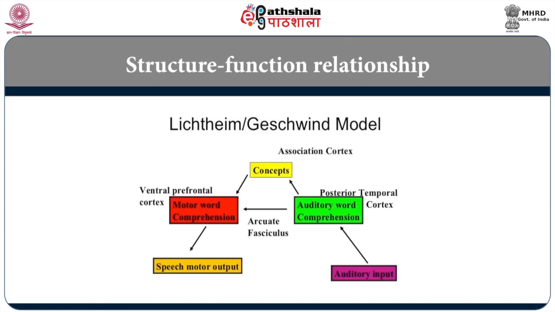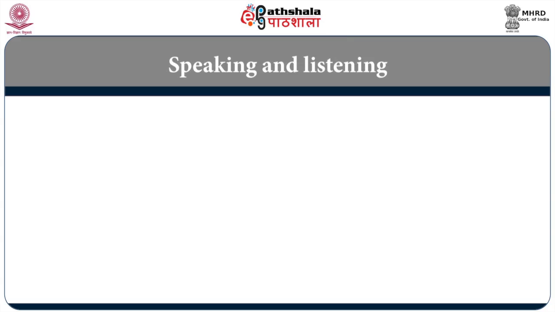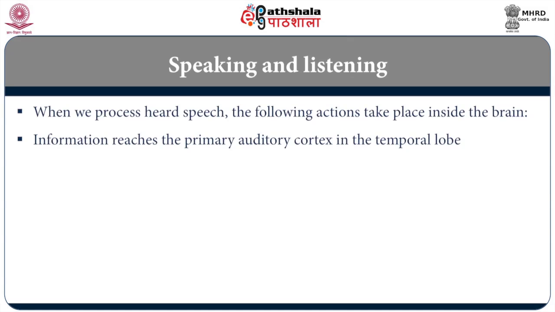So what exactly happens during speaking and listening? What happens in the brain? Let me give you the steps. So the following actions take place. Information reaches, you are listening. When you are listening to speech, information reaches the primary auditory cortex in the temporal lobe.